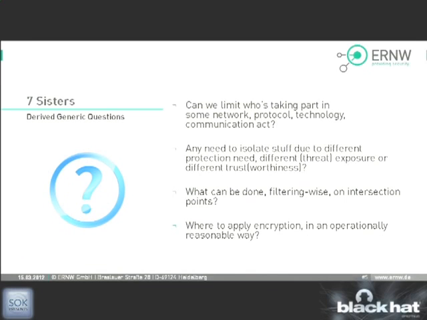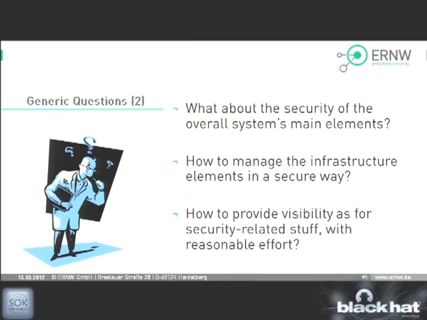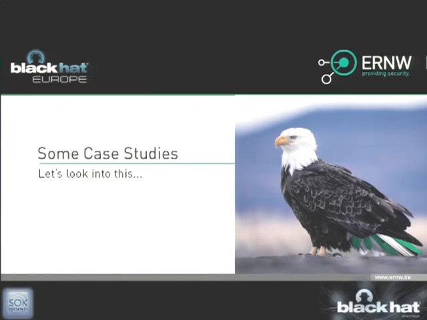Like, okay, can we limit who can take part, be it in the environment or a certain communication act? Is there a need to isolate stuff? What can we do filtering-wise? Where to apply encryption? What about the security of the main elements when it comes to hardening or to security testing or source code review? That would belong to entity protection as well. How to manage the infrastructure and how to provide visibility. So security in a complex setting can be broken down to applying those 7 principles.